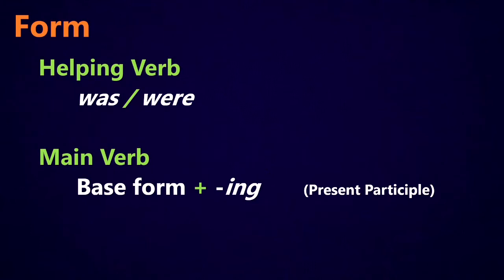So what does this look like? With the past progressive, we use the helping verb was or were, depending on the subject. So I was, you were, he, she, or it was, we were, and they were. And then the main verb is going to be the ing form of the verb, which we call the present participle. You don't have to know that part. It's just the ing form of the verb, and it will come after the helping verb was or were.